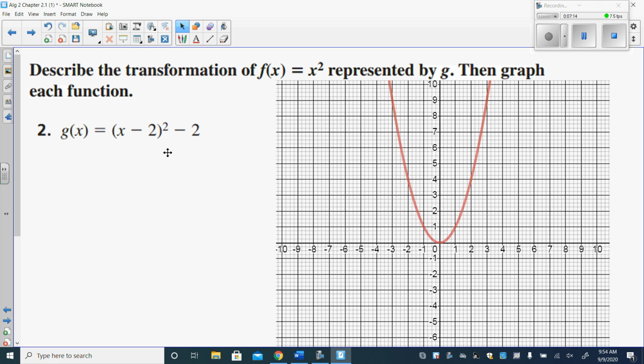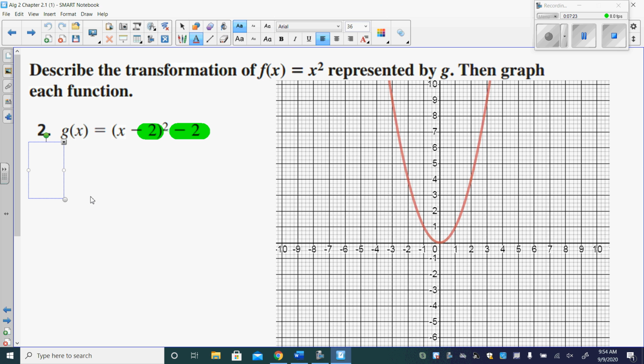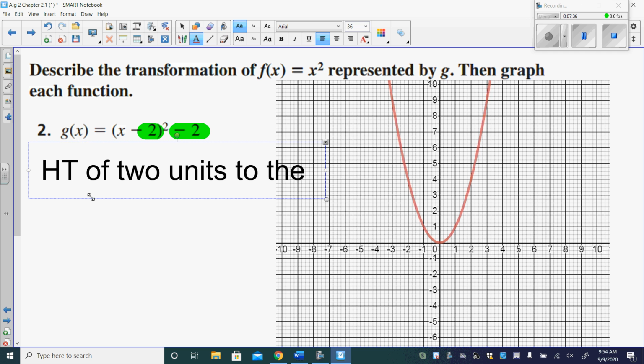So let's look at this next one here. So we have two things going on. We have the minus 2 inside, and we have the minus 2 outside. So our horizontal translation, I'm just going to abbreviate it HT, is, so we have a horizontal translation of what? 2 units to the right. Because again, since it is minus 2, we do the opposite of what we think, which is going to be moving it to the right.